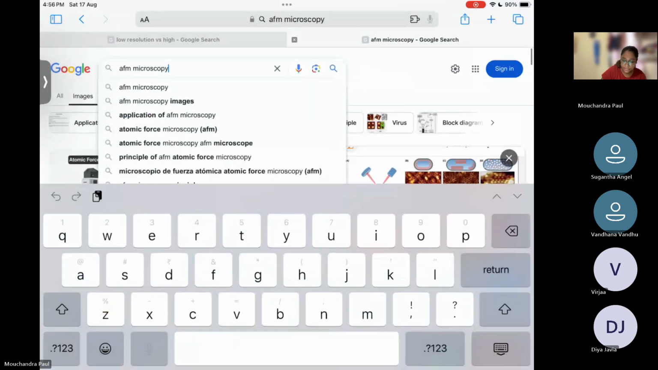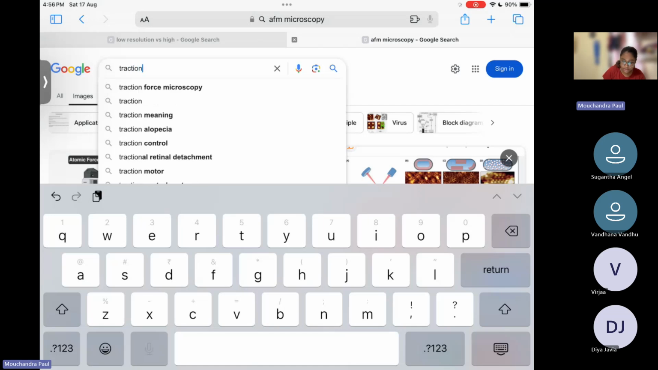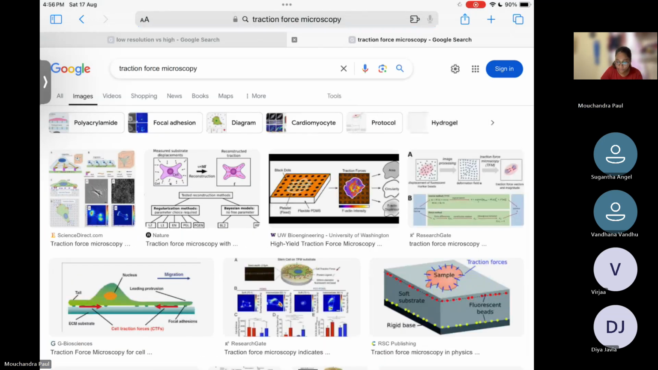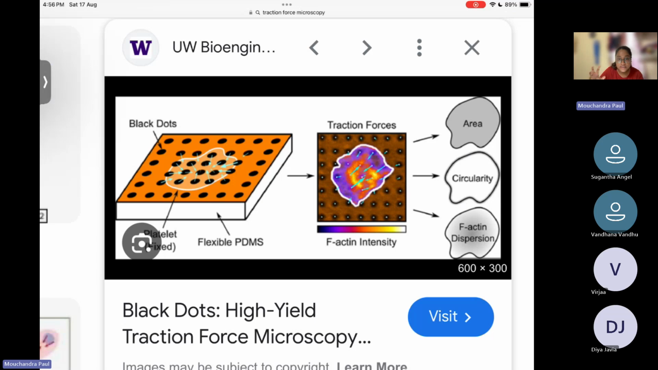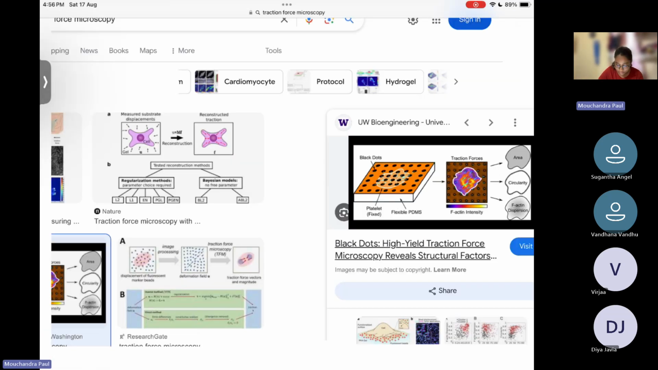Question is, there's one more microscopy, traction force microscopy. So this particular microscopy is very useful when you want to understand how the cell has actually spread over a surface. When the cell moves on the surface, the cell generates what is called traction forces. And this microscopic technique can actually quantify the traction forces and thereby can help you understand the morphology of the cell on a surface.